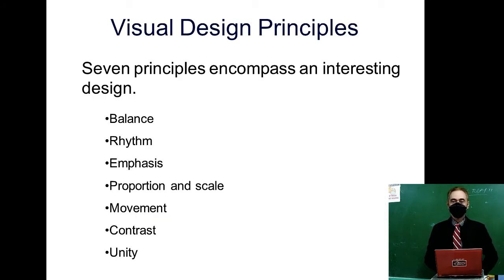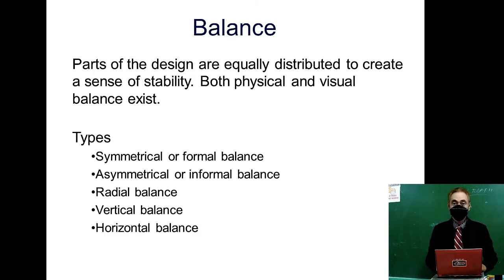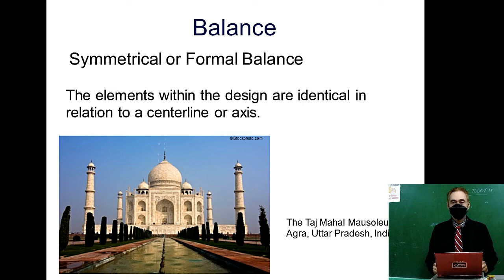Visual design principles: seven principles encompass an interesting design. These are balance, rhythm, emphasis, proportion and scale, movement, contrast, and unity. Balance: parts of the design are equally distributed to create a sense of stability. Both physical and visual balance exist. Types of balance: symmetrical or formal, asymmetrical or informal, radial balance, vertical balance, and horizontal balance.